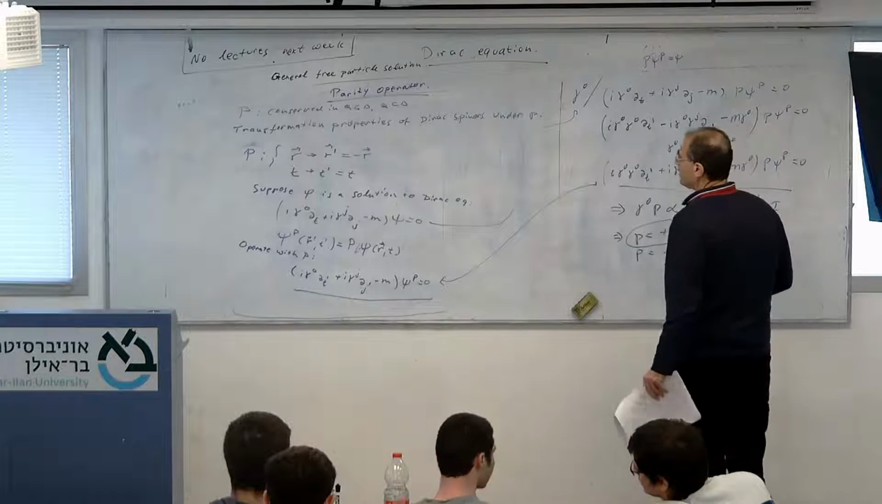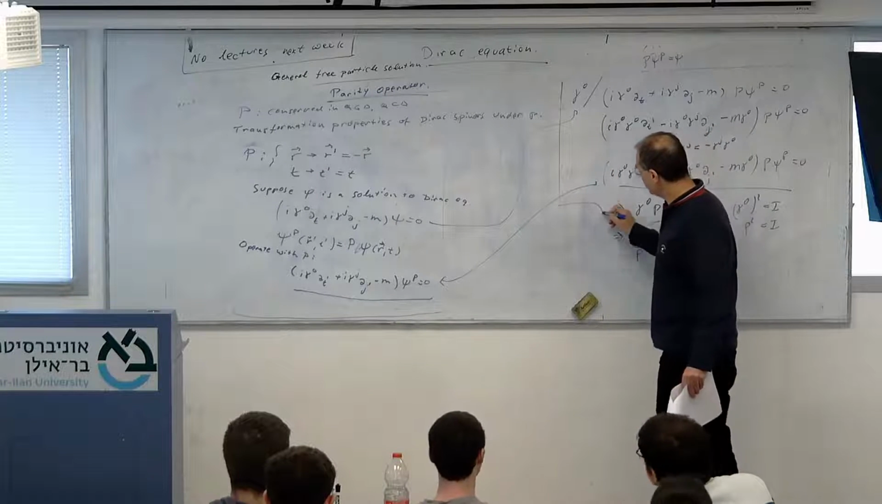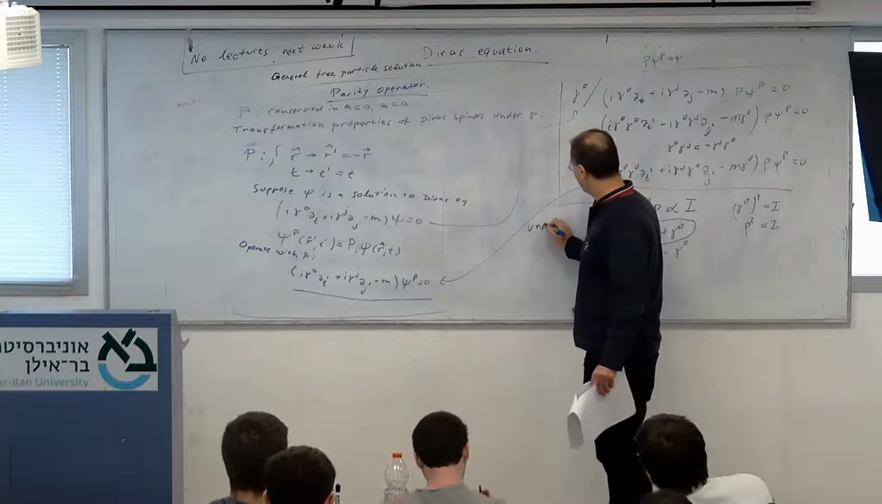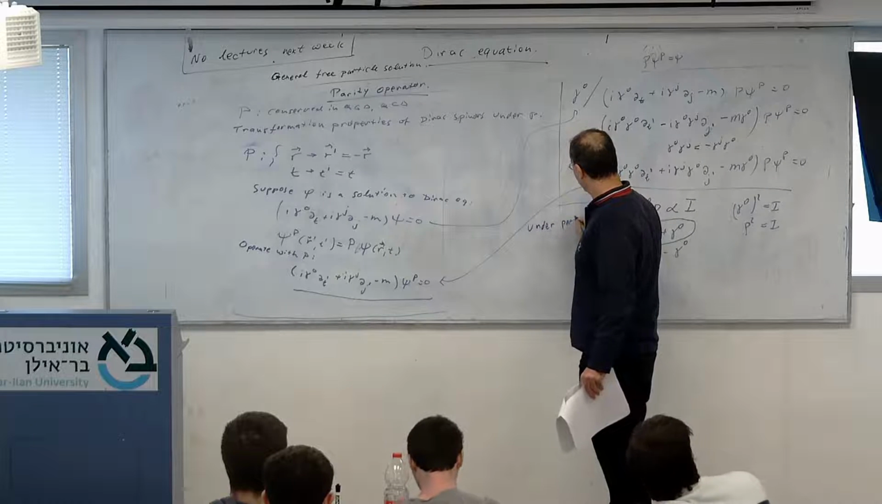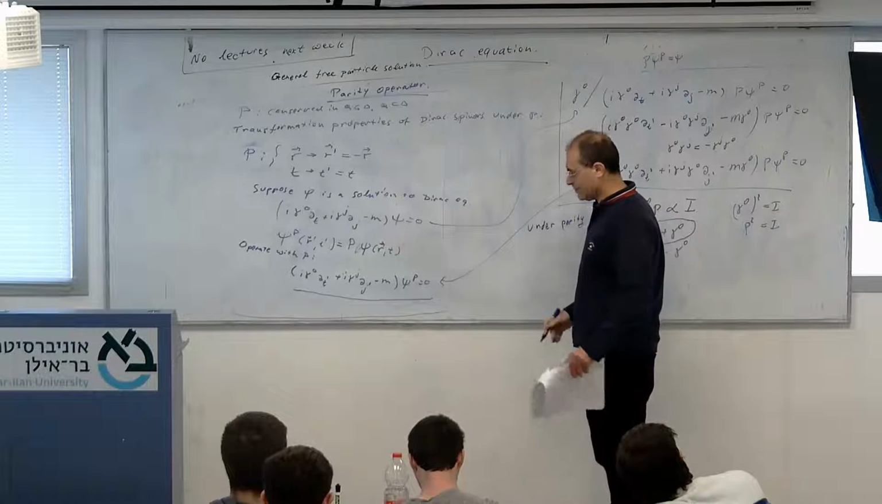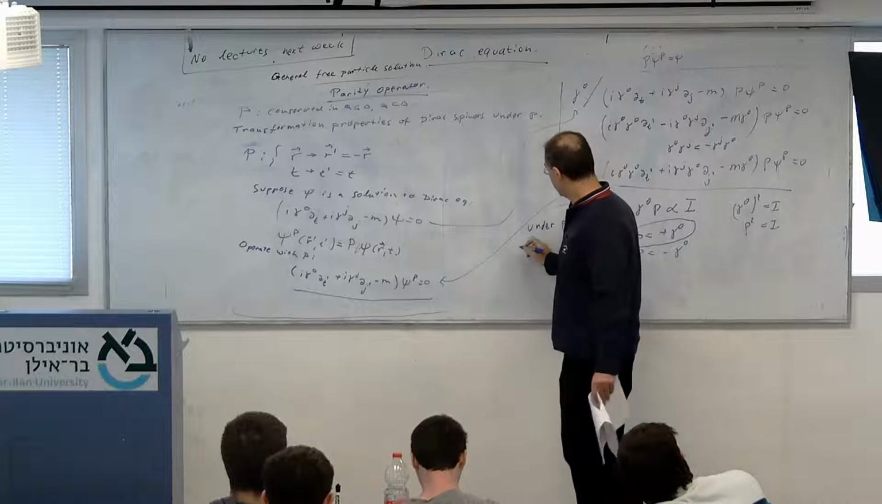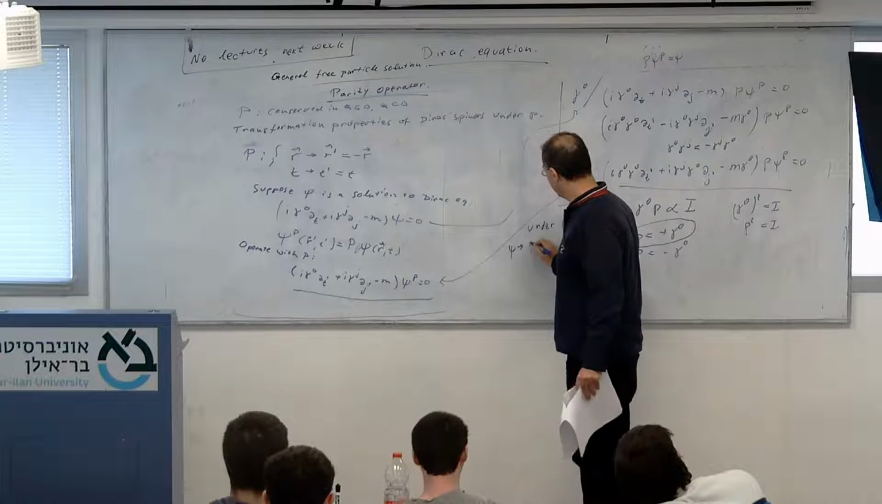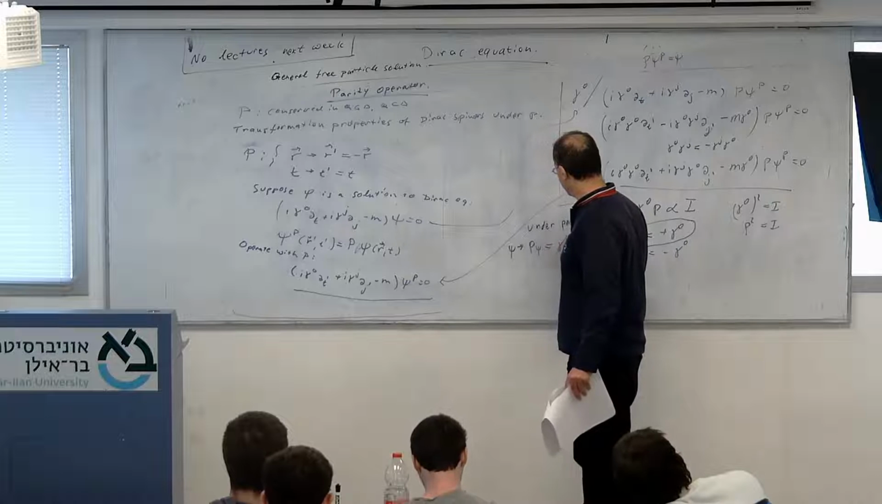So that means that what? Under parity, what's the conclusion? What happens under parity? Psi goes to p psi, which is gamma 0 psi.